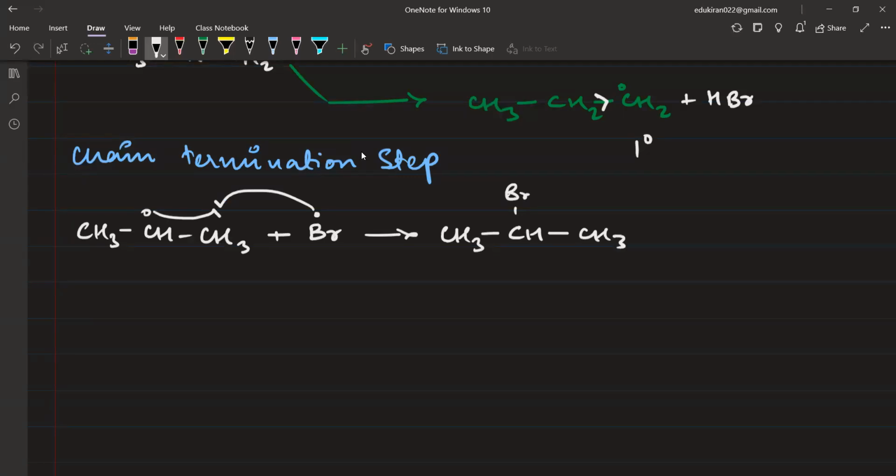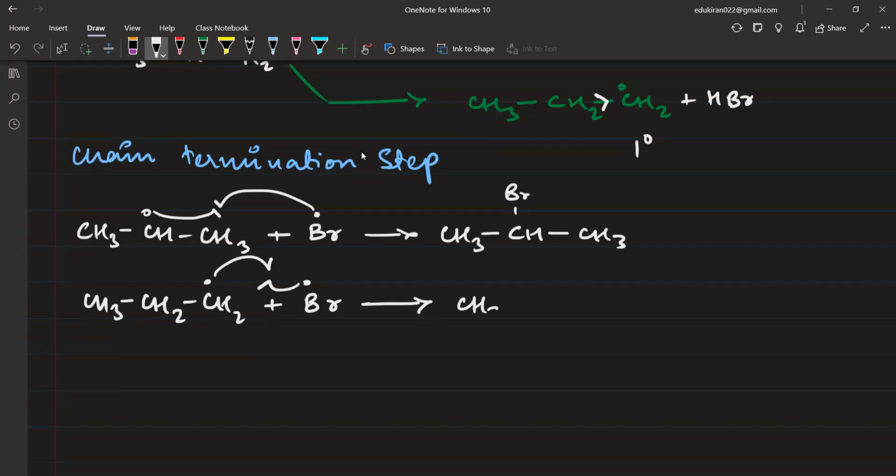Another, we have the green one also. The green one will be formed, but it will be in the minority amount. So you will get CH3, CH2, CH2 free radical, plus another Br free radical. Both of these are going to combine together and make CH3, CH2, CH2, and Br. So this will be major, and this will be minor. Please write this down.